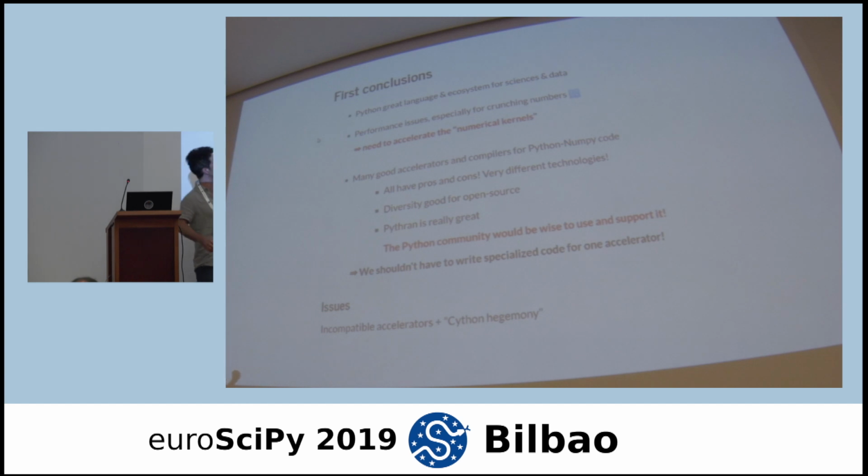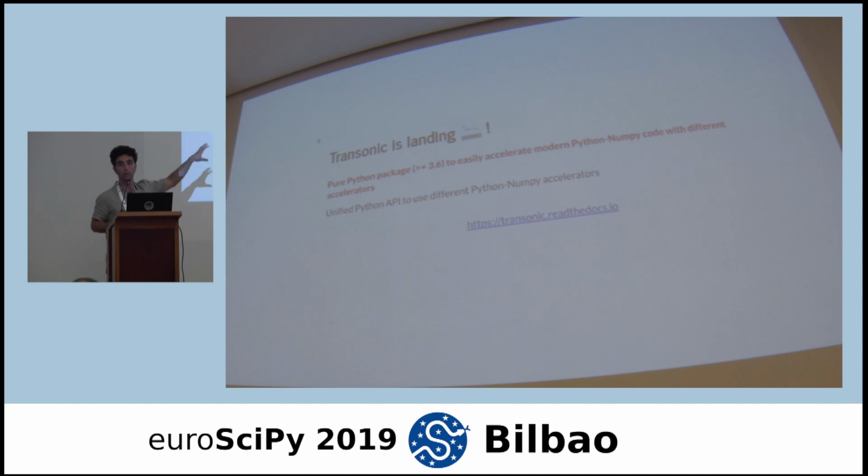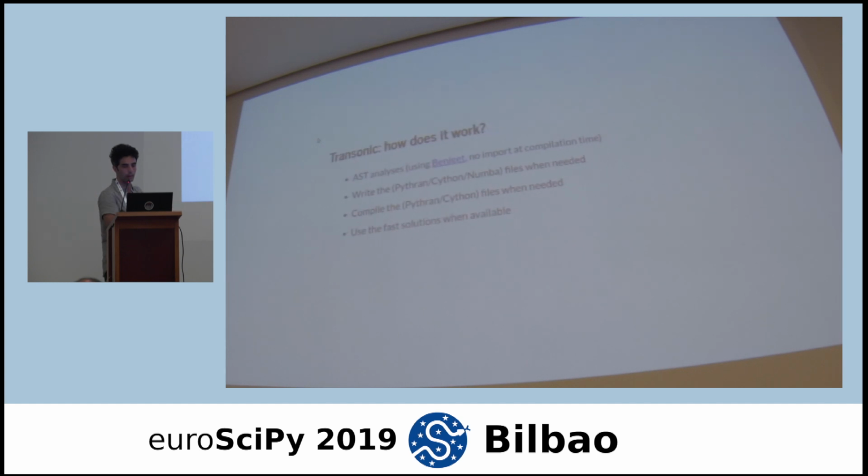So the issue: we have incompatible accelerators and the Cython hegemony. So what can we do? For example, with Transonic, we can write clean, modern Python-NumPy code, and it can be accelerated with the different compilers. So how does it work? For those who know what an AST analysis is, we do that. We analyze the code, we write the Python, the Cython, the Numba files, and we compile them when needed, and we use the fast solution when available.